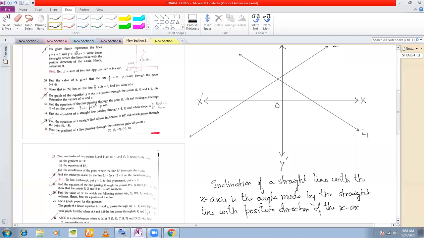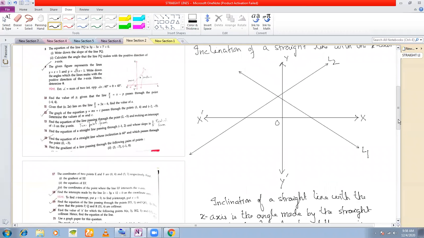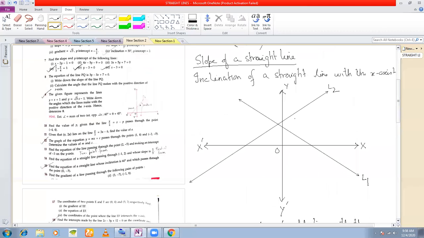With the positive direction of the x-axis. Now, the positive direction of the x-axis is taken as the anti-clockwise direction starting from the x-axis. So, consider the line L1. What is the positive direction of the x-axis? You start with the x-axis and you start rotating anti-clockwise, and you reach here.